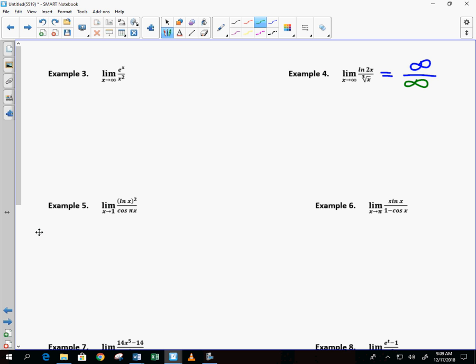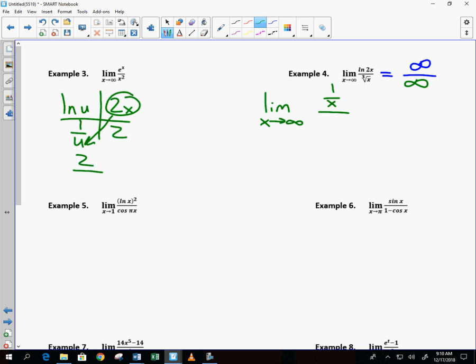L'Hopital says take the derivative of natural log of 2x. You may know what the derivative of that is. One over 2x... 1 over x then. We'll make the boxes natural log of u and 2x. Derivative of 2x is 2. Derivative natural log of u is 1 over u. We'll plug in the 2x for the u, and I get 2 over 2x. The 2's cancel. I have 1 over x.